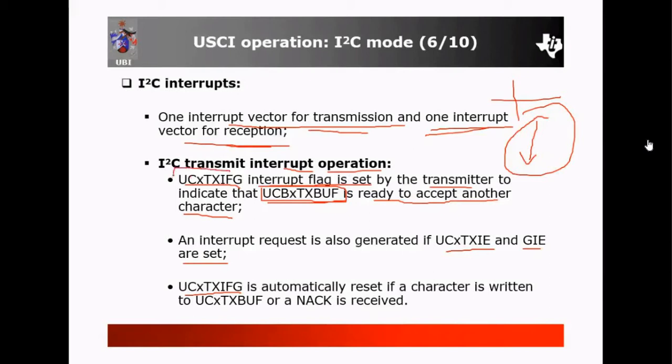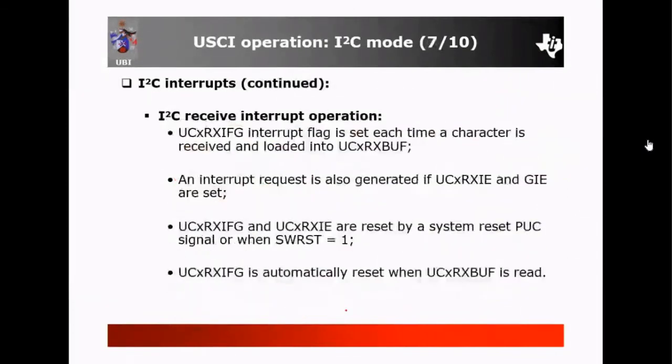Now UCxTXIFG is automatically reset. Here this flag is set, then after some time, when this work is over, you have to reset it. But it is automatically reset if a character is written to the UCxTXBUF buffer or a NACK is received, that is, no acknowledgement is received. So it resets in either of 2 ways: either you write something in the UCBxTXBUF buffer, or a NACK signal is received.